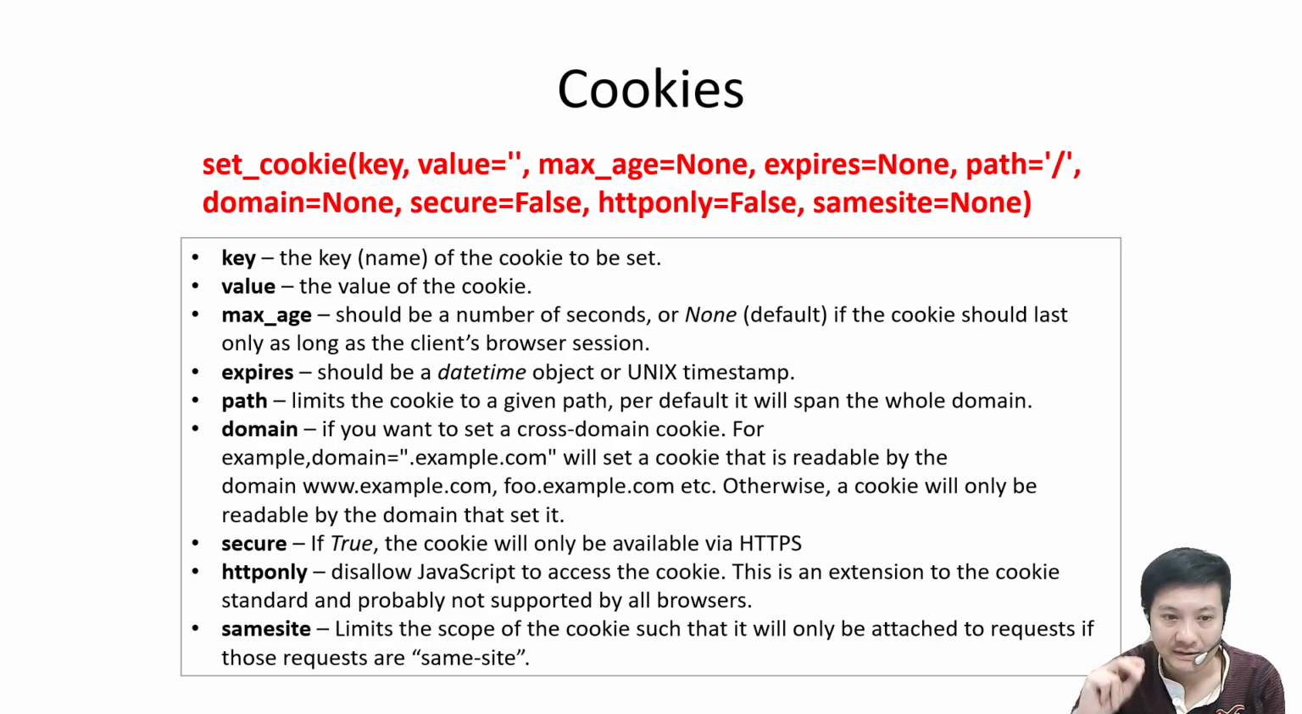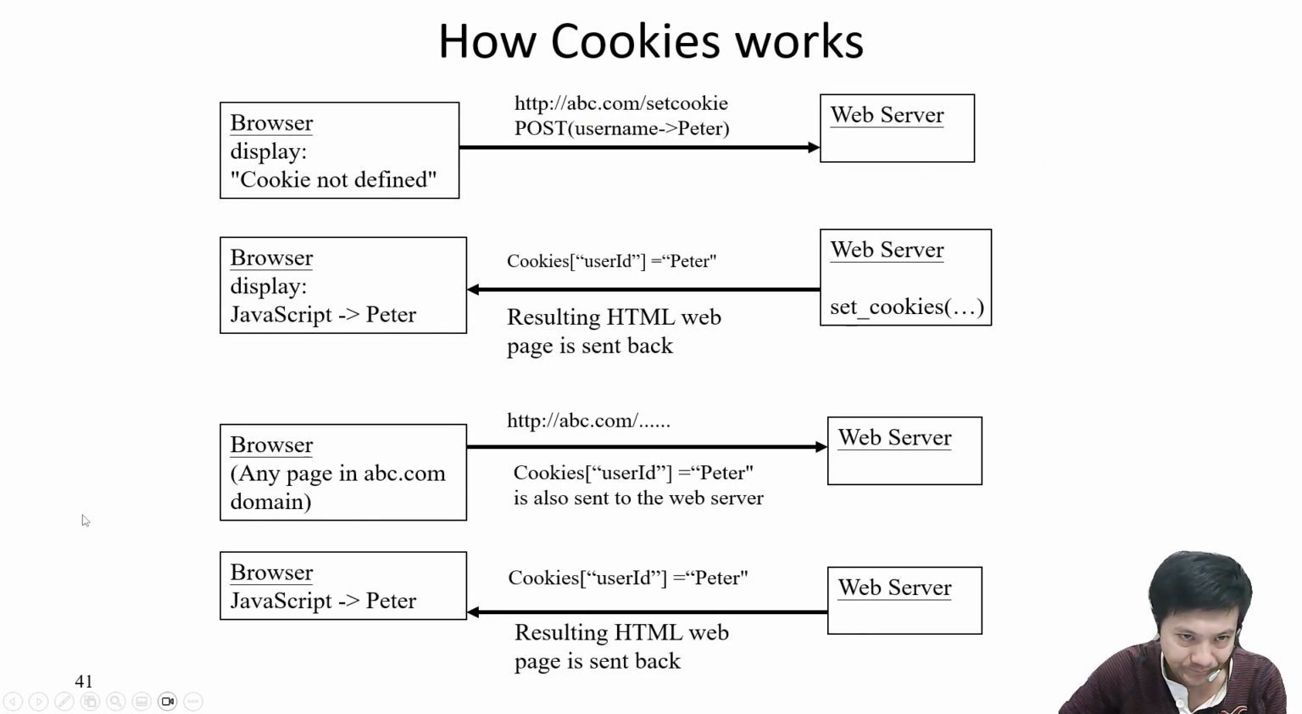Remember, in some cases you don't want JavaScript to read the cookie. For example, a hacker may hack the JavaScript, but if you set HTTP only to true, JavaScript will not be able to read it. If HTTP only is false, the browser can read it. And then you can set SameSite so that you make sure the cookie will not be sent to other domains.